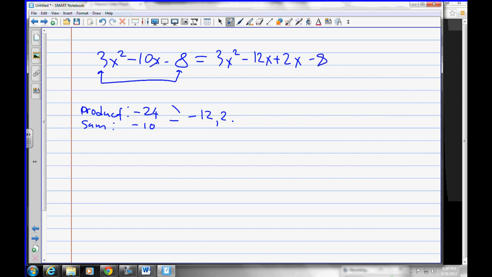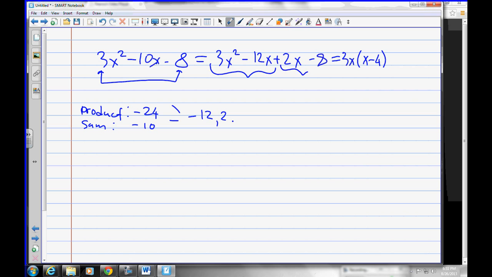So we still have that negative 10x in the middle, right? We haven't changed anything. But then we're going to factor by grouping. Remember that wonderful technique? Look at the first two terms. What is the common factor between 3x squared and negative 12x? 3x. I'm going to pull the 3x out, which leaves us with x minus 4. Now remember, I need another x minus 4. That's how factoring by grouping works.